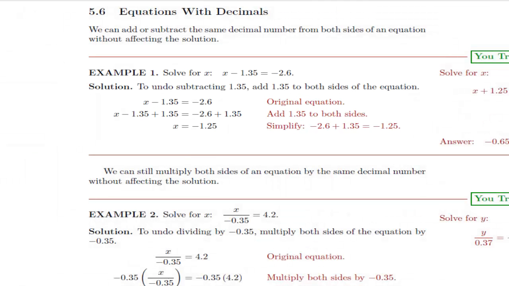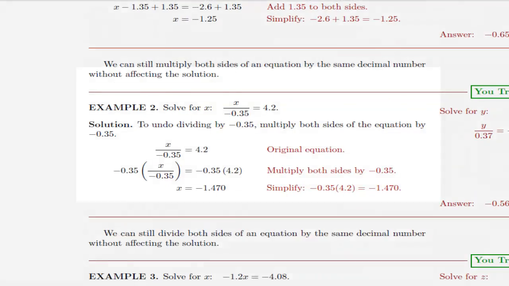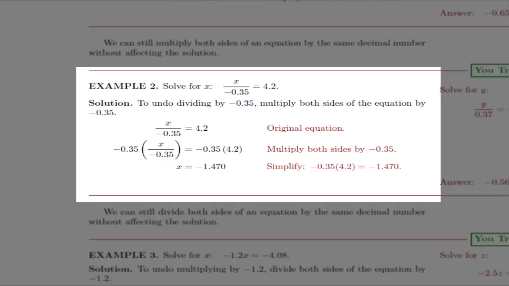We can also multiply both sides of an equation by the same decimal number without affecting the solution. Example 2. Solve for x in the equation x divided by negative 0.35 equals 4.2. Solution: to undo dividing by negative 0.35, multiply both sides of the equation by negative 0.35. On the left, we have negative 0.35 times x divided by negative 0.35, equal to negative 0.35 times 4.2 on the right. On the left, we're left with x, and on the right, we have negative 1.470.